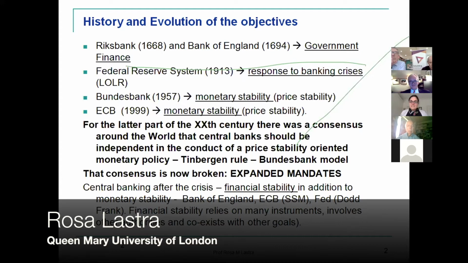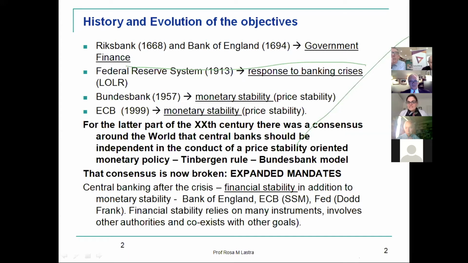So this slide goes a little bit on something that we all know very well, which is the evolving nature of central bank objectives, as well as the evolving nature of central bank functions and the relationship between objectives and functions, in order to start the discussion. So, we all know that central banks were not, at the beginning, created to conduct monetary policy and banking supervision. They were created to provide finance to the government.